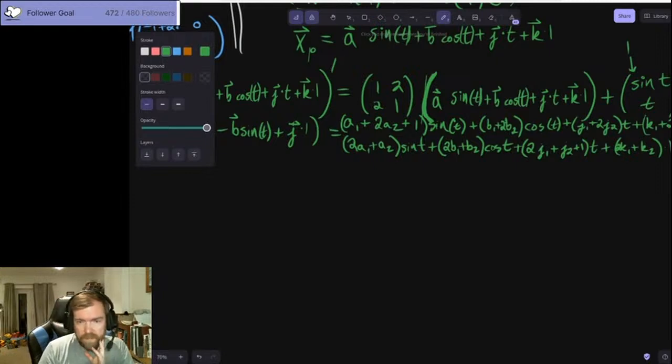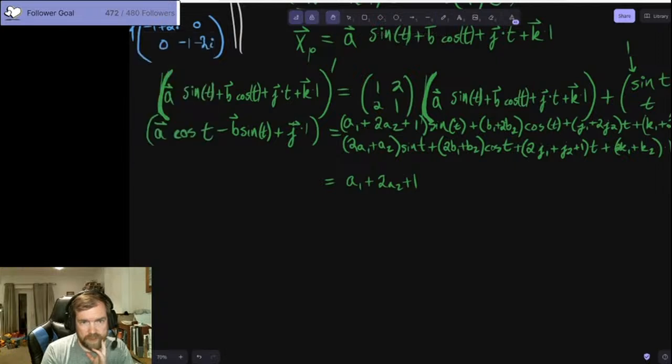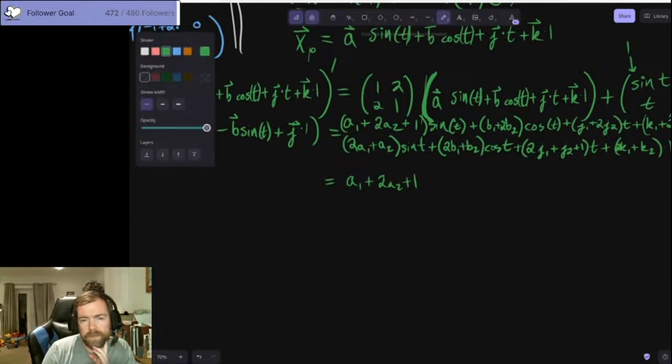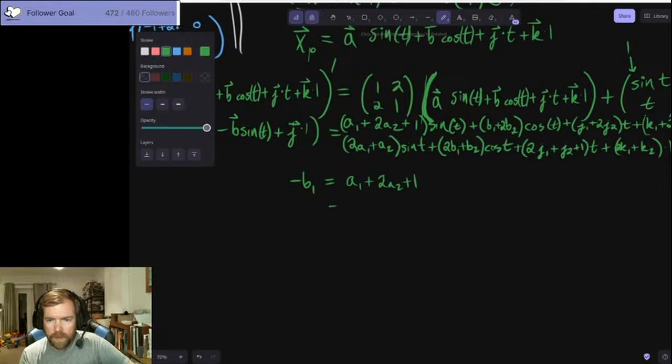Okay. So for sines, we get a1 plus 2a2 plus 1. It's going to be equal to, nope, negative b1 minus b2. No, it's just negative b1. Never mind. Negative b1. Okay, that's sines. For the second one, we've got a negative b2 is equal to 2a1 plus a2.